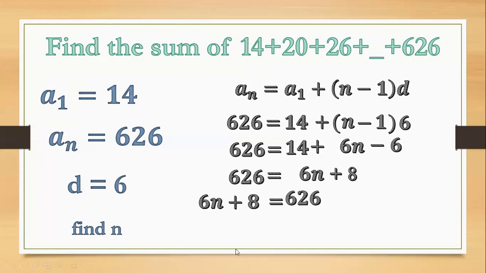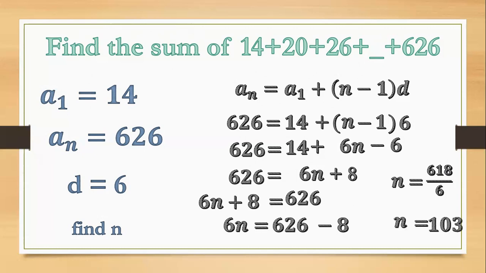Next, lipat natin yung constant to the right. Positive becomes negative. So it remains 6n equals 626, positive, magiging negative, then 8. Next, subtract 626 minus 8 equals 618. Then divide by 6. 618 divided by 6 equals 103. So there are 103 terms from 14 up to 626.